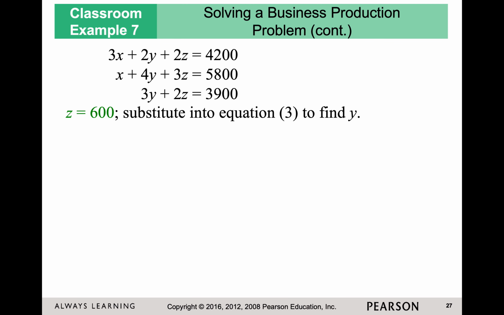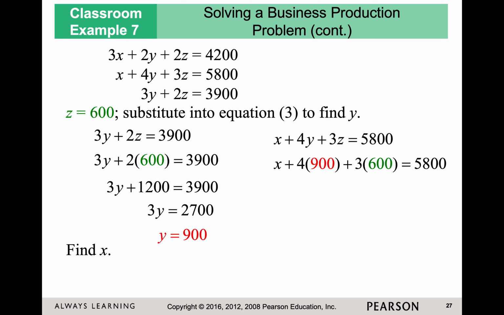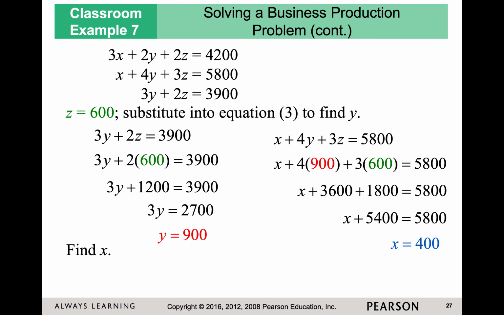I can replace 2z with that 600 and solve for y. Then I can replace z and y in the next one to get the answer for x.